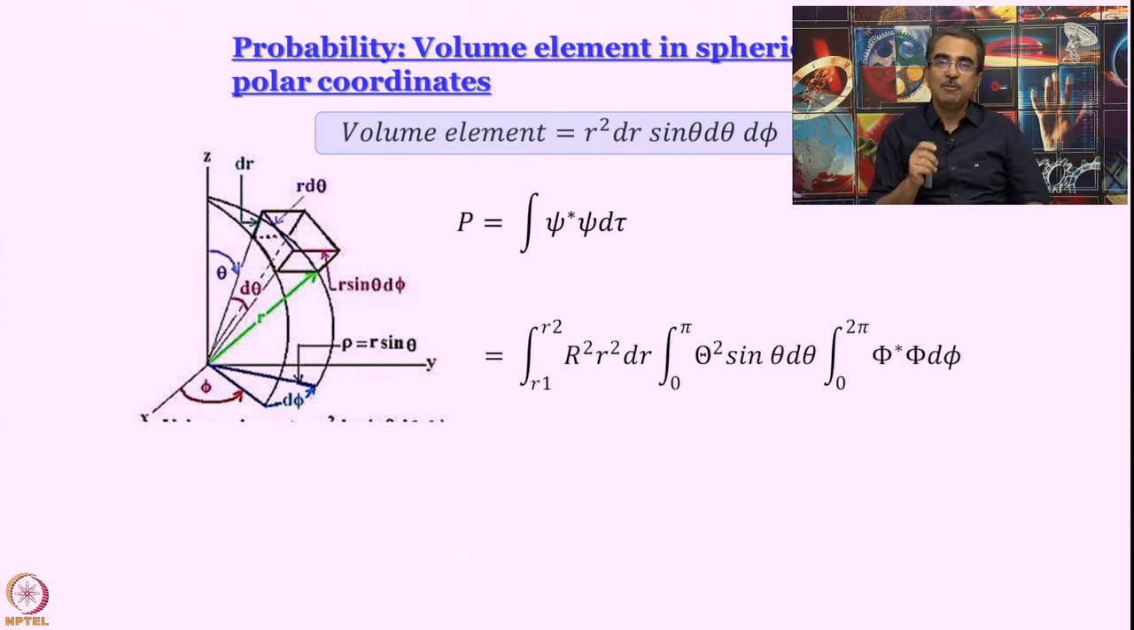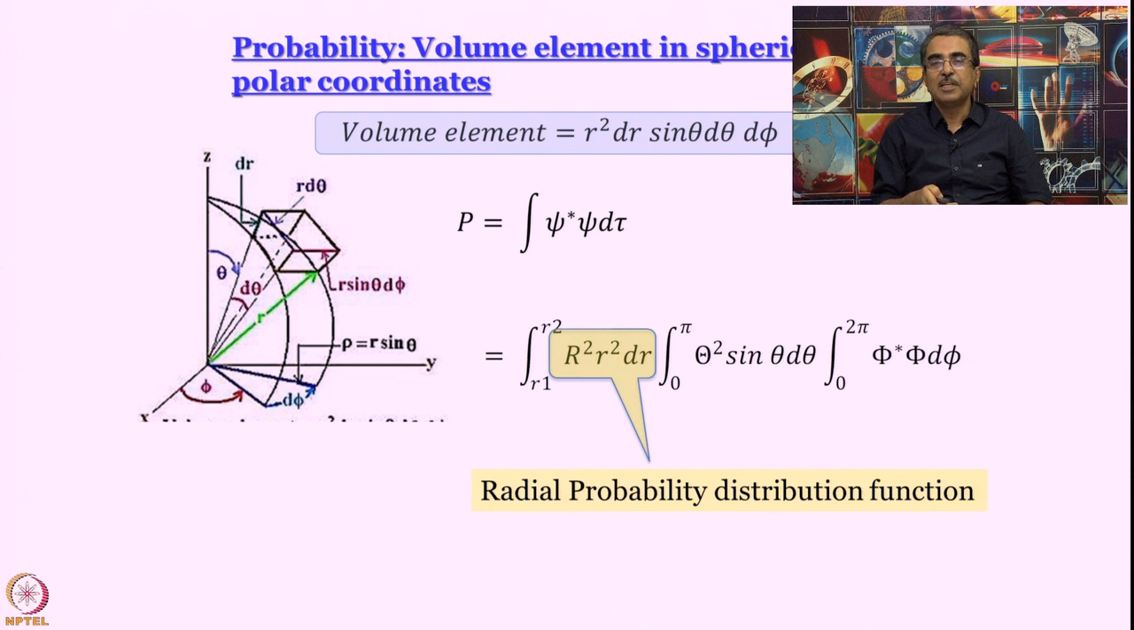For s orbitals, in fact, I do not even need to know for the discussion that we are going to do later. If you understand that these two integrals would be some constant, that is enough. Because for s orbital only, there is no theta phi dependence. So, these integrals naturally will be some constant. So, this capital R square multiplied by small r square is called the radial probability distribution function. So, it tells you what is the probability of finding the electron at some distance small r? Well, it means what is the probability of finding the electron between small r and small r plus dr.